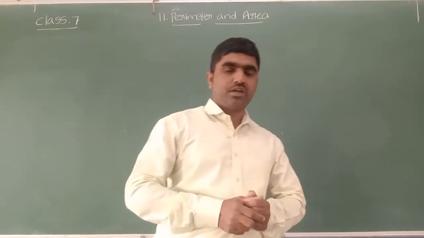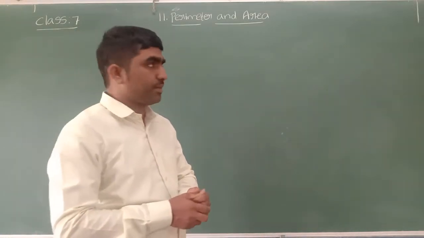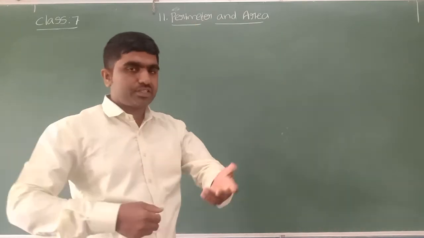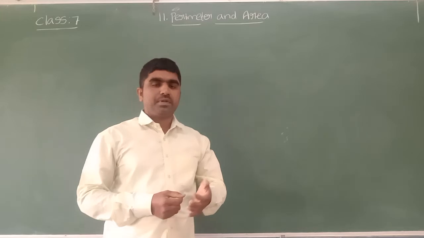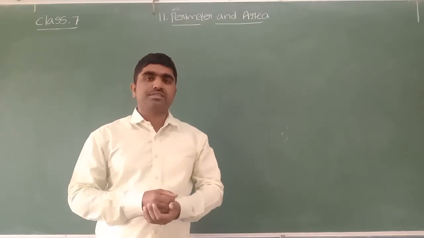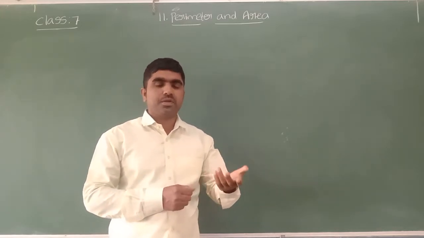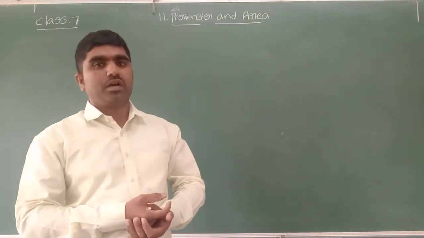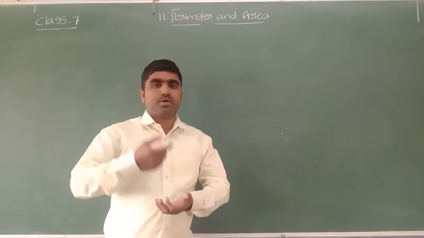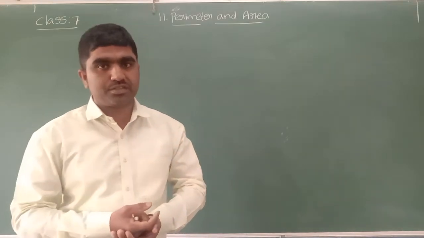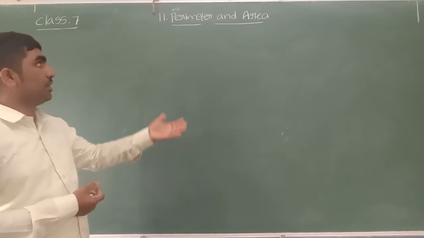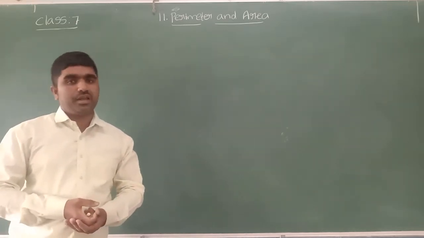Welcome to today's session. Children, today I am going to start a new chapter, which is perimeter and area, the 11th chapter in the textbook. In the previous class we learned exponents and powers. What is meant by exponents? What are the different laws of exponents we have? And we solved some problems based on the laws of exponents. Hope that concept is clear to you. Today we start the new chapter, perimeter and area.